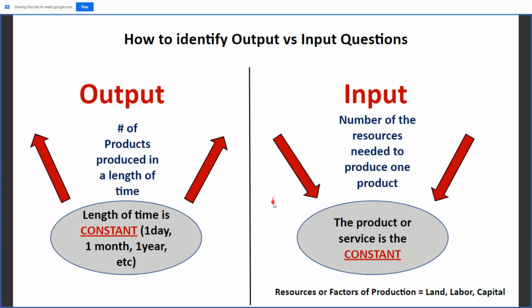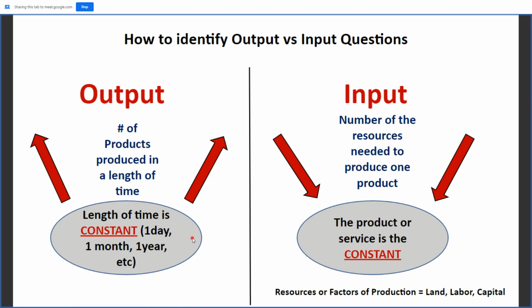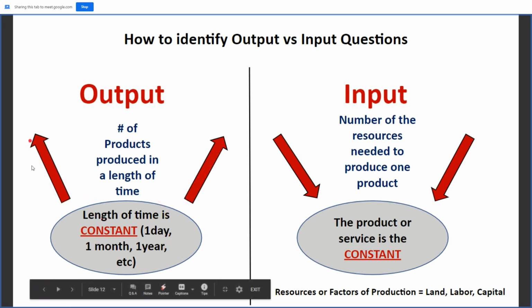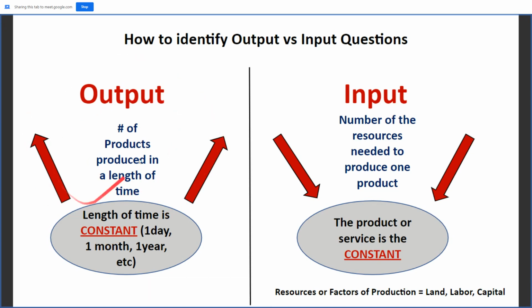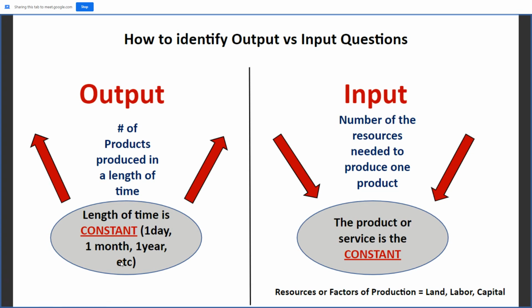Just in case some of us are still struggling with an output question, the length of time is constant. It's going to be 1 day, 1 year, 1 month, whatever. As long as the constant is the time, and the number of products coming out of that length of time changes, it's going to be an output question. So what comes out of 1 day? 5 chairs, 2 trains, some airplanes, etc.